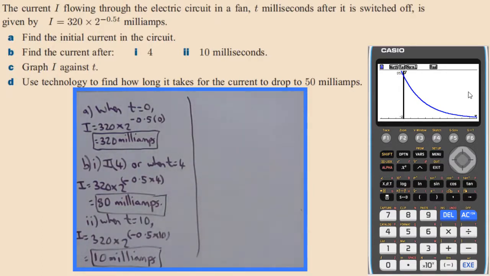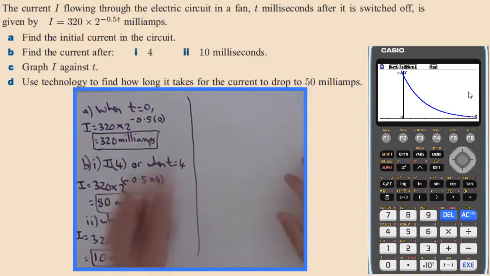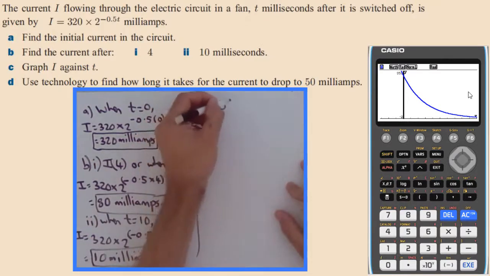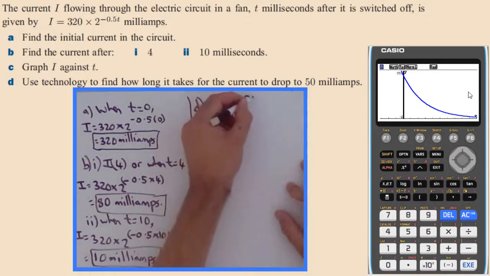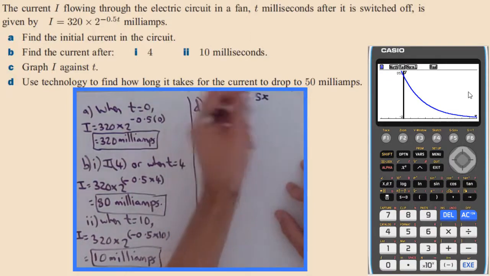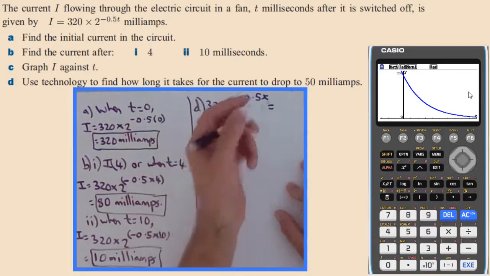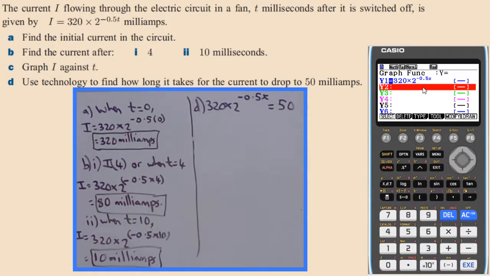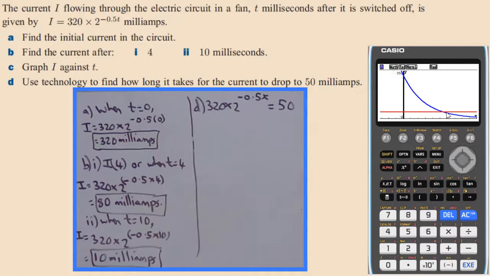or sketch it, sorry. So use technology to find out how long it takes for the current to drop to 50 milliamps. So we're finding out, when does 320 times 2 to the power of minus 0.5x equal 50? So what you need to do, we've already got one graph in, we need to exit and go to y2, and we just want it to be 50. So we're going to draw y equals 50, execute, draw, and we can see there's an intersection there.